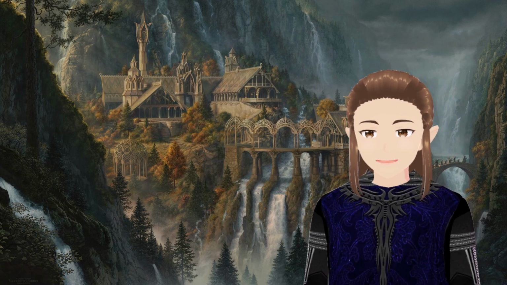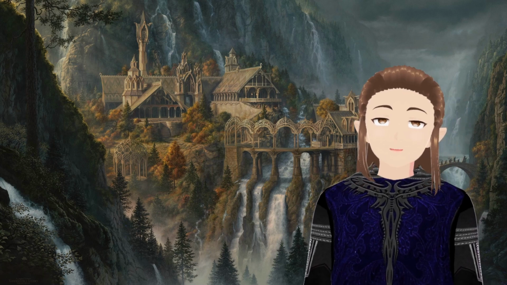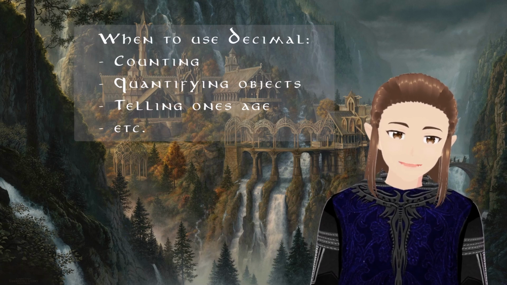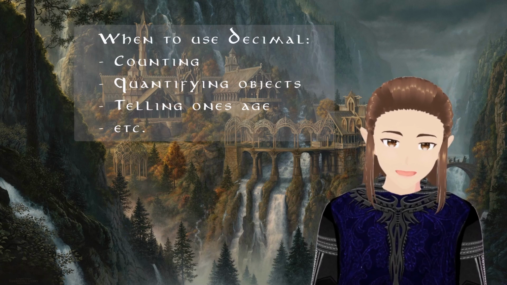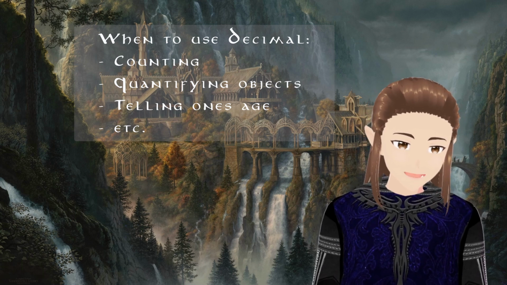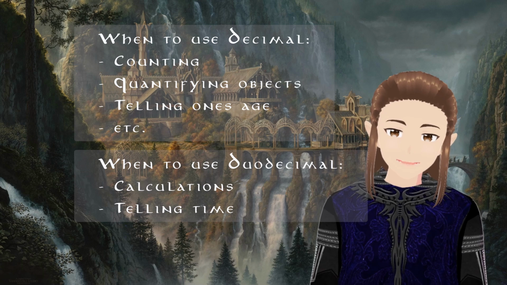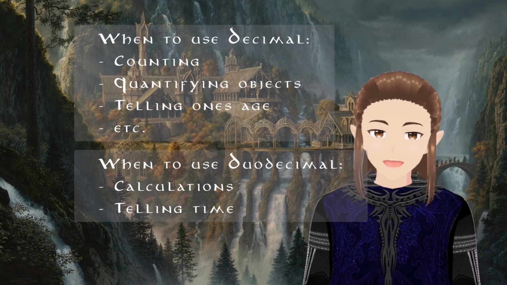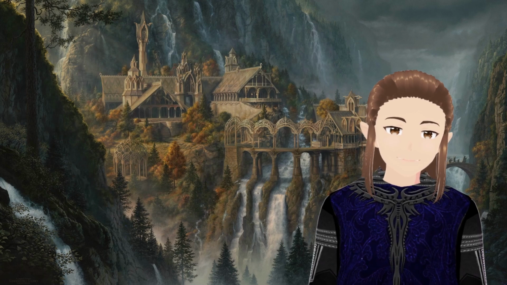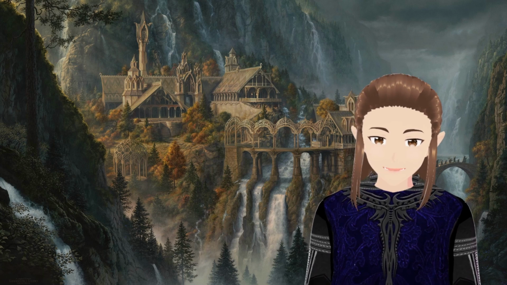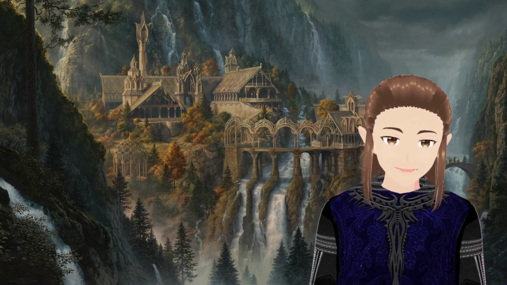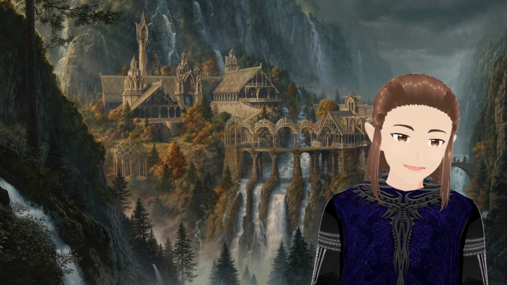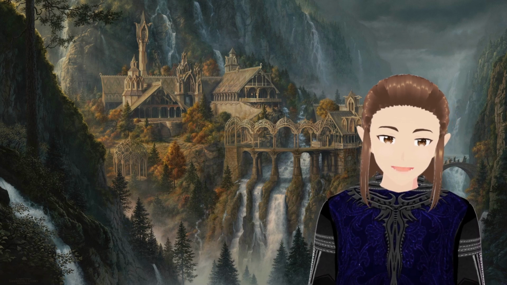Now, you may be wondering, when do we use the decimal system and when do we use the duodecimal system? In short, the decimal system is the most commonly used system in spoken Sindarin, used for quantifying objects, telling your age, and so on. The duodecimal system is a much later development and is primarily used for time and calculations. We will go into more detail about this in future lessons. In the next lesson, we will cover how to form the plural in Sindarin so that we can start using these numbers not only for counting but also for quantifying nouns. It is a bit complicated and definitely deserves a lesson on its own.